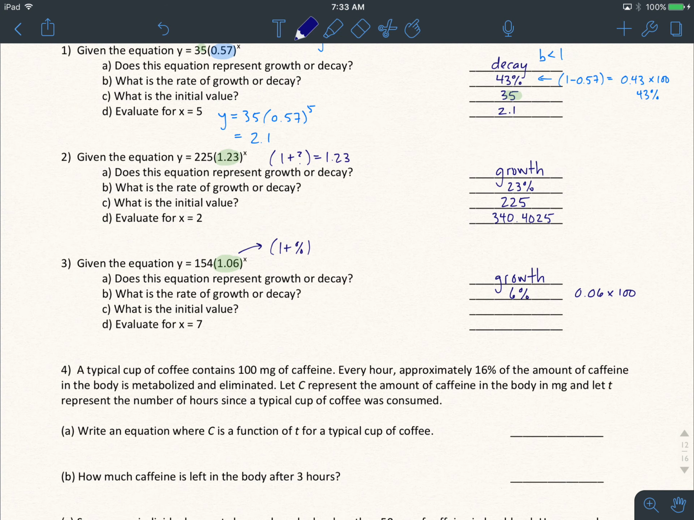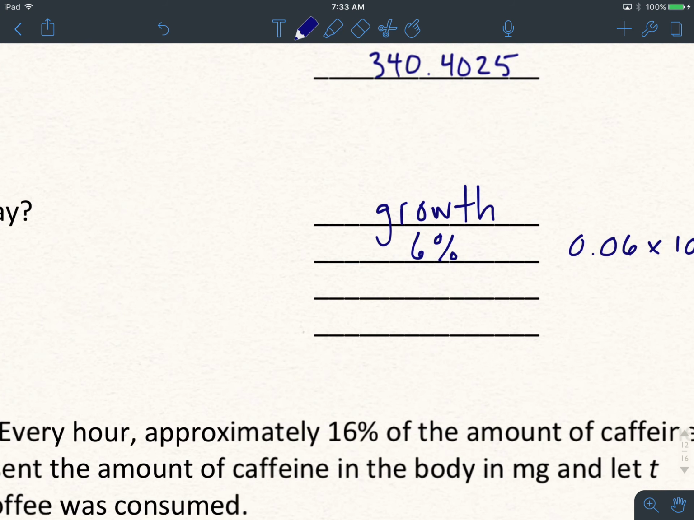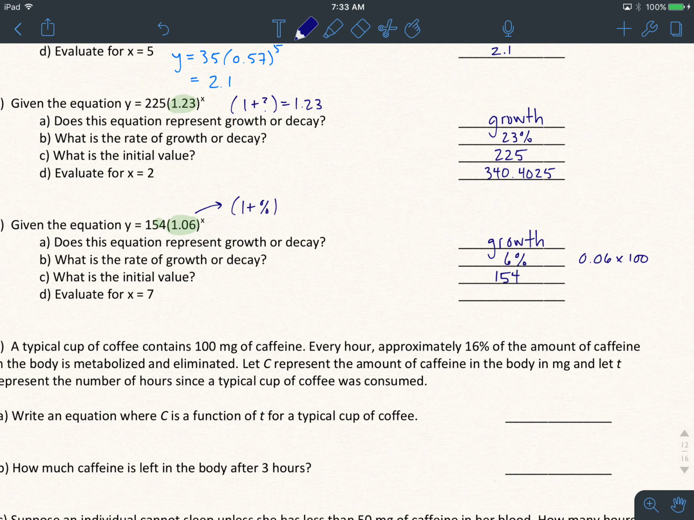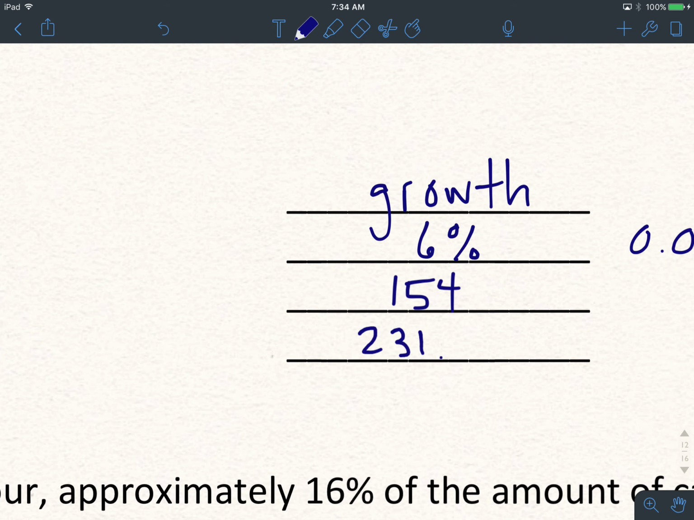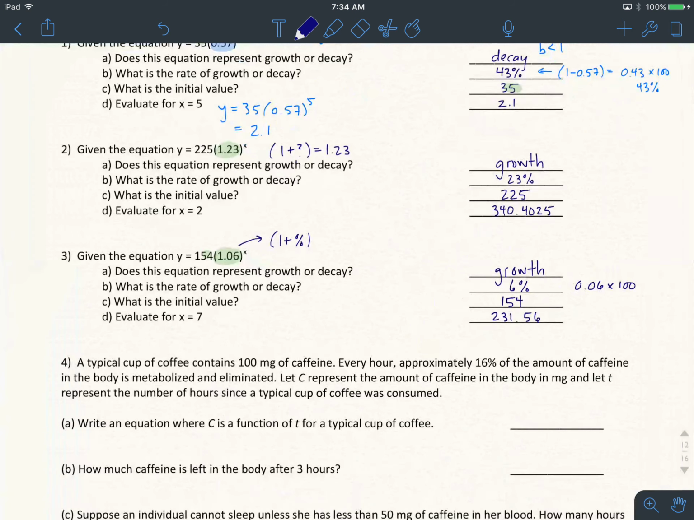A value is hanging out front, so we can see it there. The A value right out front is going to be 154. And we are going to now go on to evaluate for x equals 7. So again, I'm just going to substitute in there. I'm typing in 154 times 1.06 to the exponent 7 in this case. And that's going to give me 231 decimal, it's 559, so let's just go 56. And there we go. So those are those two examples. Hopefully that makes sense just as a way of summarizing what we've been doing and how to figure it out.